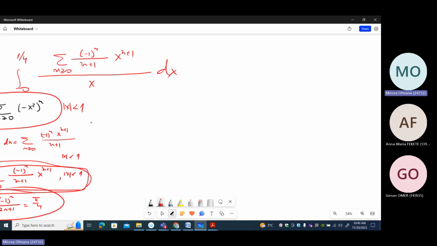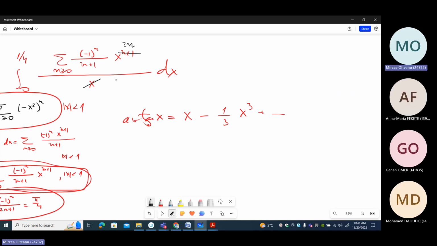Maybe it's useful to write a few terms of this power series. When you put here n equals 0, you get x. When you put here n equals 1, you get minus 1 over 3, x to the 3, and so on. So anyway, the first term is x. So we can simplify by x. Always check this. So here, instead of 2n plus 1, we shall get 2n, and here this one vanishes. So it is the integral from 0 to 1 over 4 of this sum.